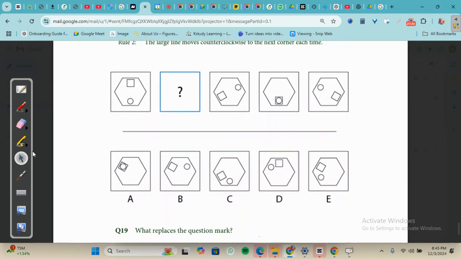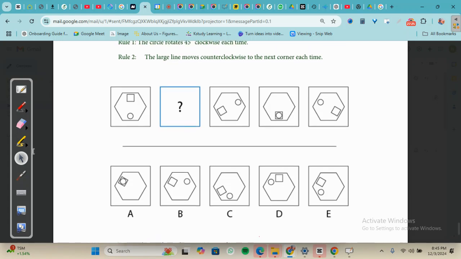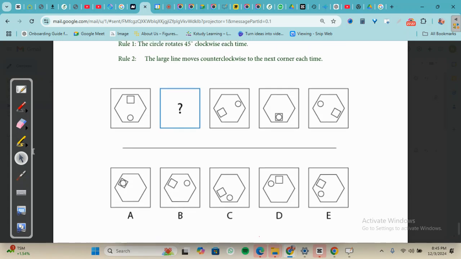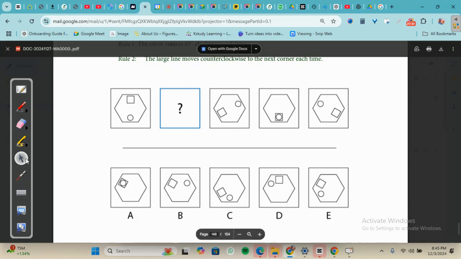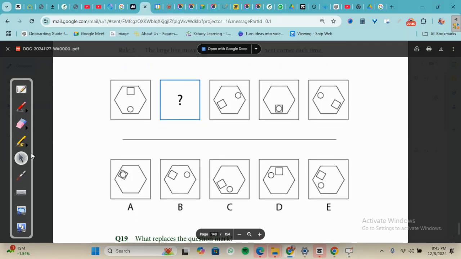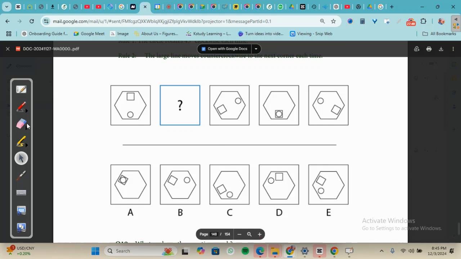Okay. Now this is the next question, right? So now looking at this, let me quickly explain this. Okay, I can see a circle and a square. Let me scroll up a little bit. Okay, it's not the one. So I have a circle and a square. I have another circle and a square.